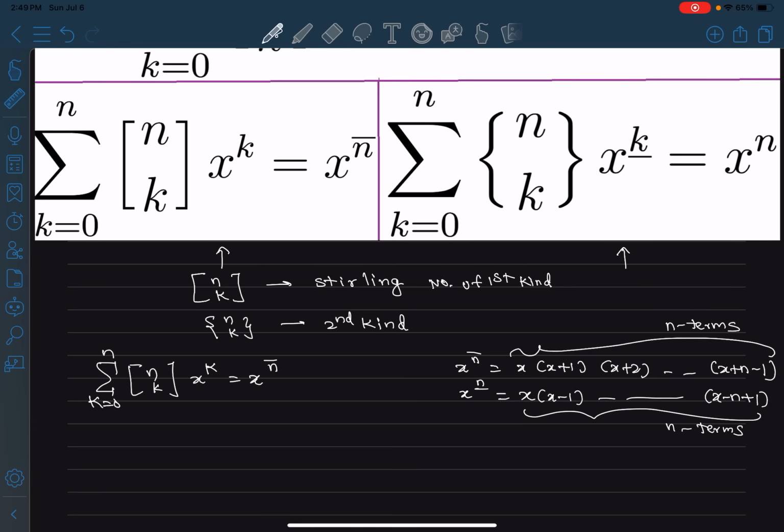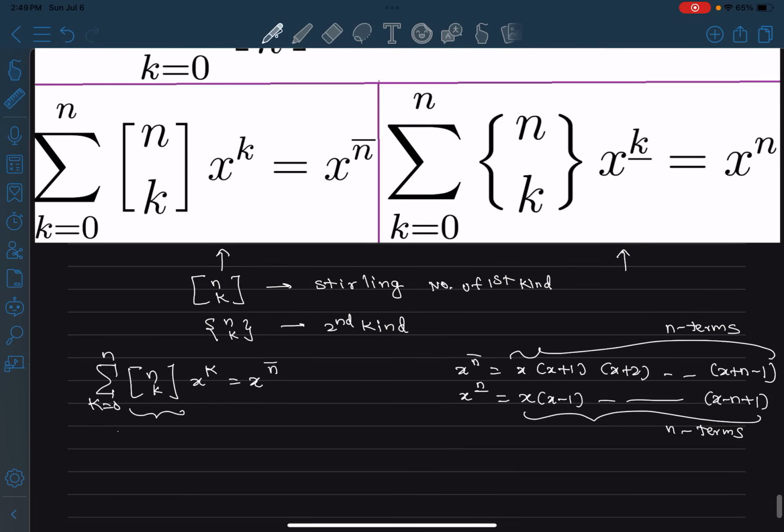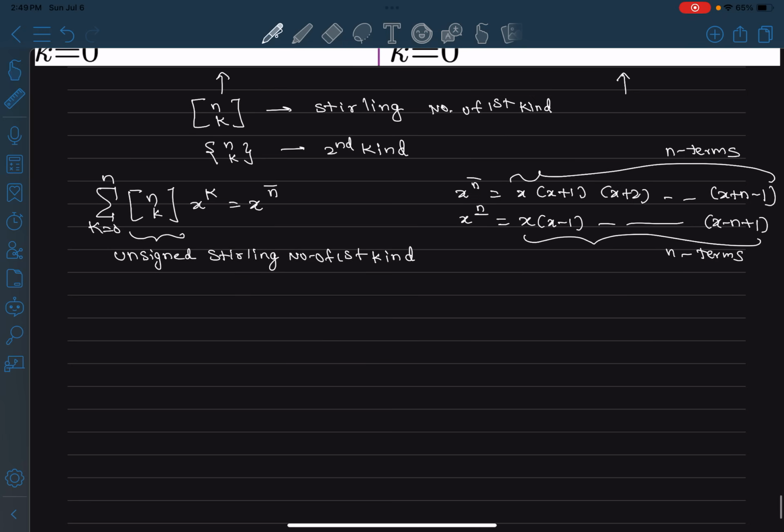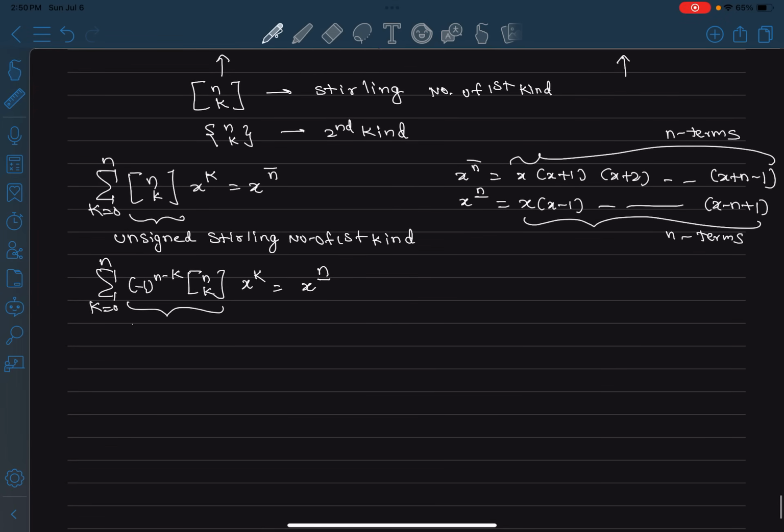And yeah, so this is actually, to be more specific, unsigned Stirling number of first kind, because this doesn't really have a sign. All of them are just positive numbers. And there's also the idea of signed Stirling numbers of first kind. So basically, signed Stirling numbers have this minus 1 to the power n minus k with them along with this expression, right? And x to the power k, and this comes out to be x to the power falling factorial n, right? Okay, and this is signed Stirling number of first kind.